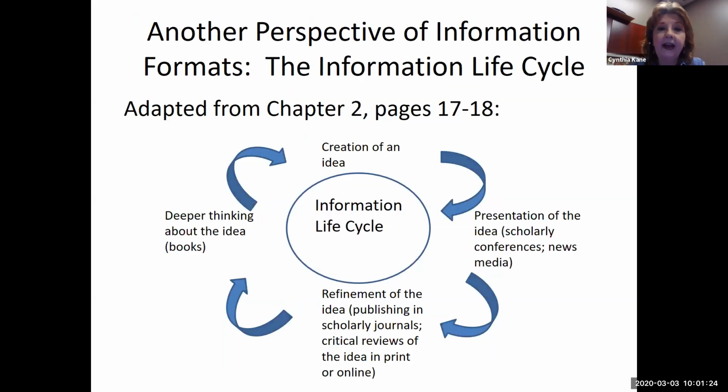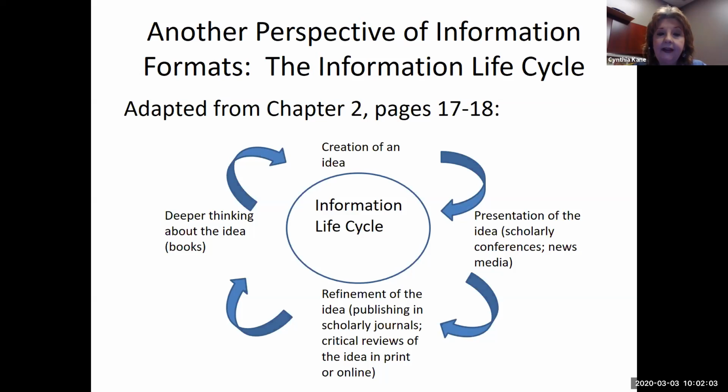The information life cycle is also in Chapter 2, pages 17 and 18 of our textbook. And I do want you to go back and take a look at that. I've given you an excerpt here as well. Very traditionally, an information life cycle has started with somebody coming up with or creating an idea, maybe something that just hasn't existed before or something that exists in a different way. The idea could be presented, maybe talked about through news media, news outlets. In terms of scholarly information, we will often present a new idea at different conferences for various disciplines.